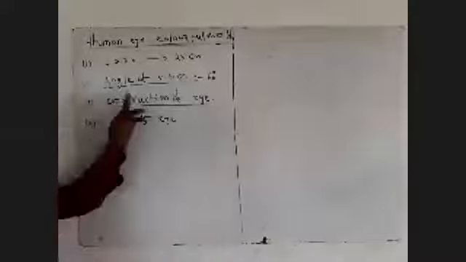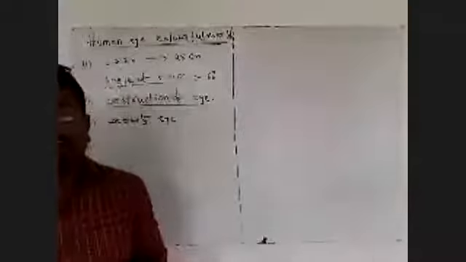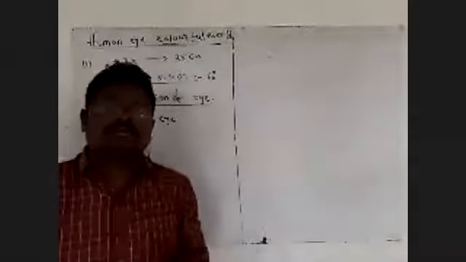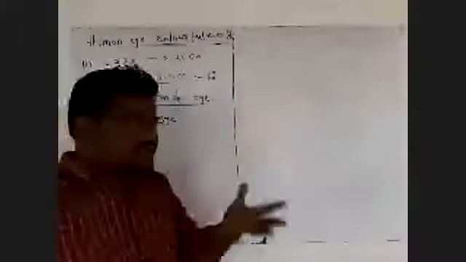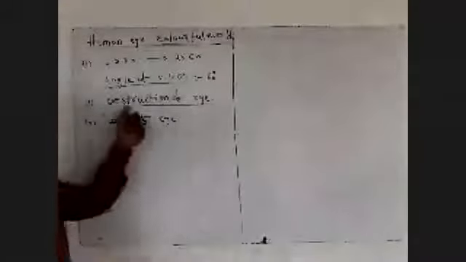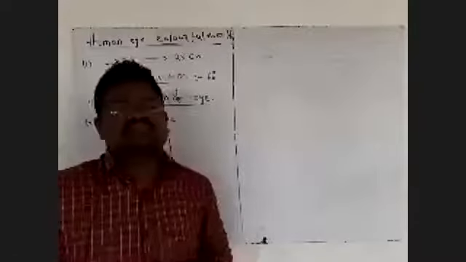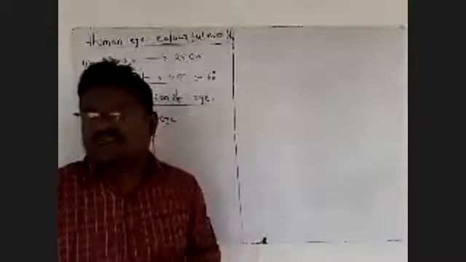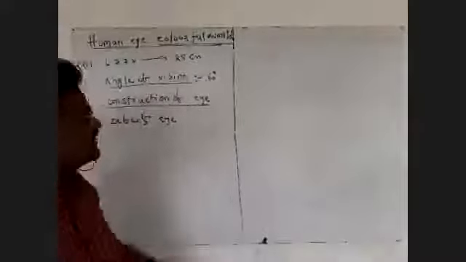Construction of eye means we have the parts cornea, lens, iris, pupil, retina, and optic nerve. We have different types of parts. Cornea is the outer part of the eye. What is the function of cornea? It allows the light.